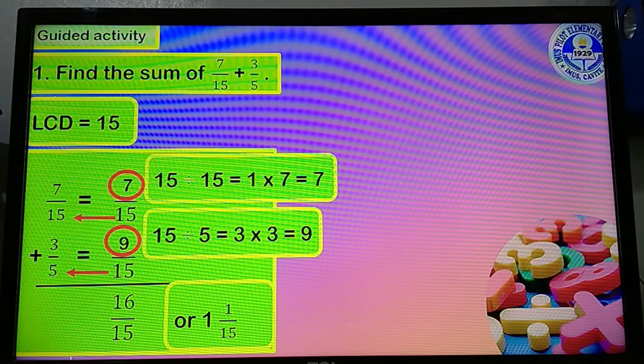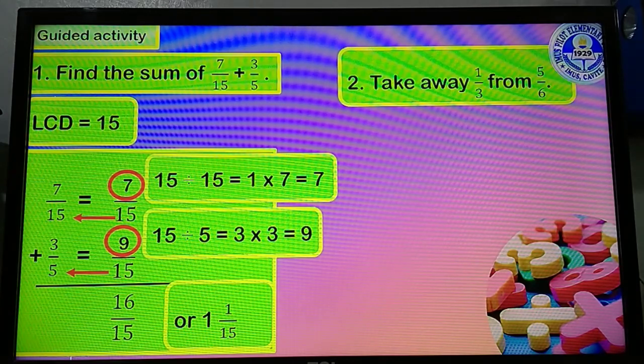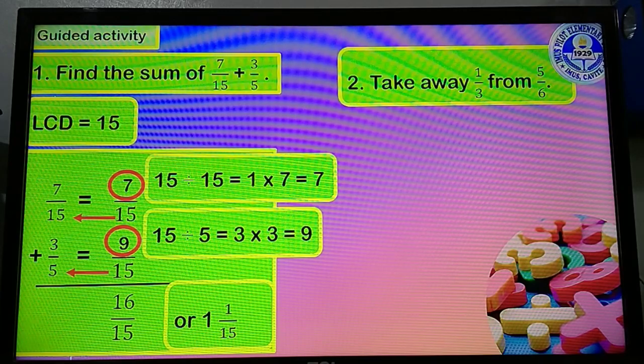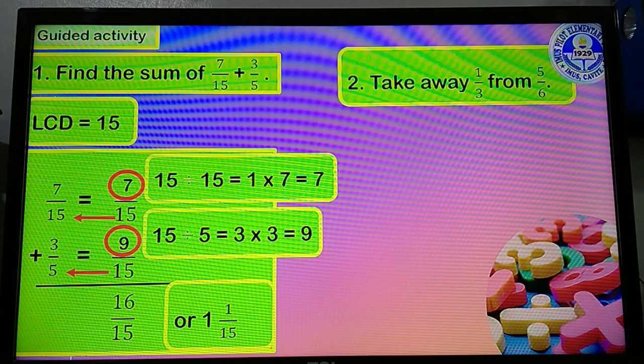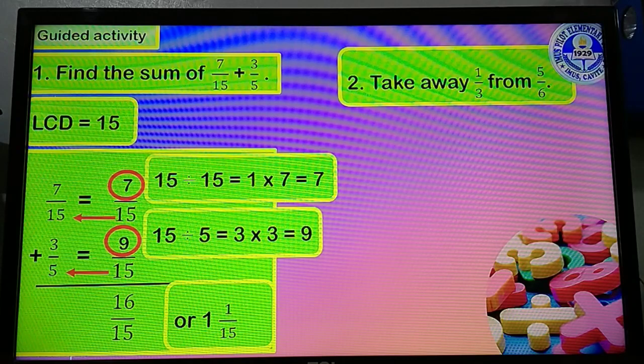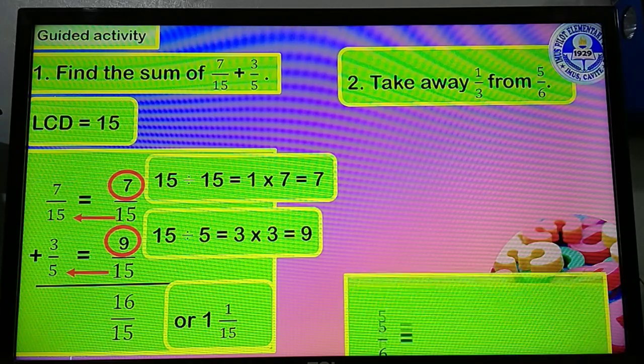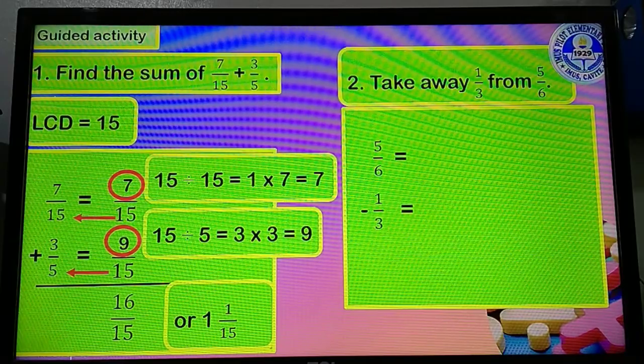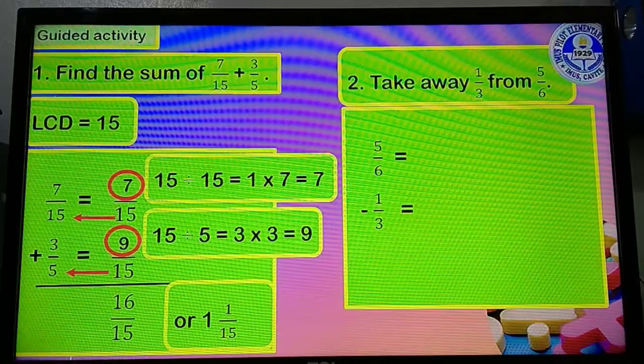Okay, let's have another example. Take away 1/3 from 5/6. Take away. Ibig sabihin, alisin. Alisin ang 1/3 sa 5/6. Yun ang gagawin natin. So, our fraction again is not in a similar form. So, write your given in a horizontal way. So, 5/6 minus 1/3. So, what is the LCD of 5/6 and 1/3? Okay, ibig sabihin, ang LCD is 6.